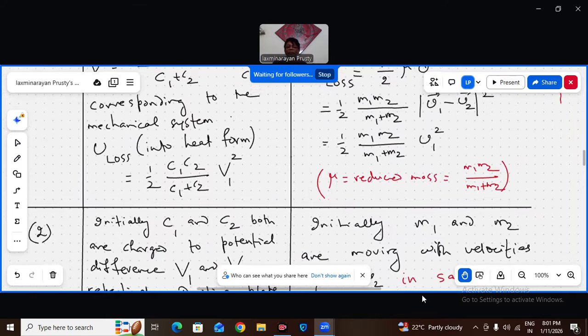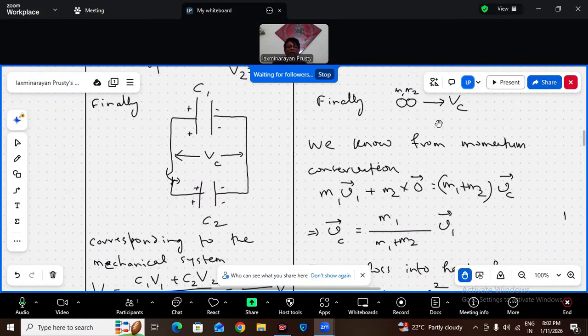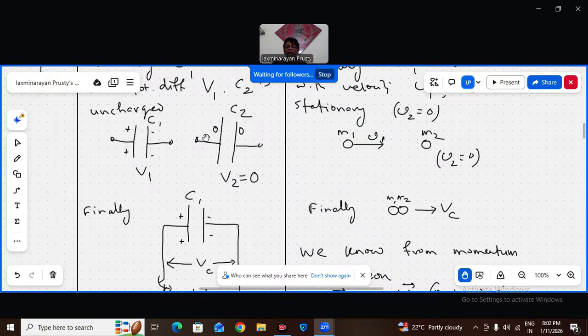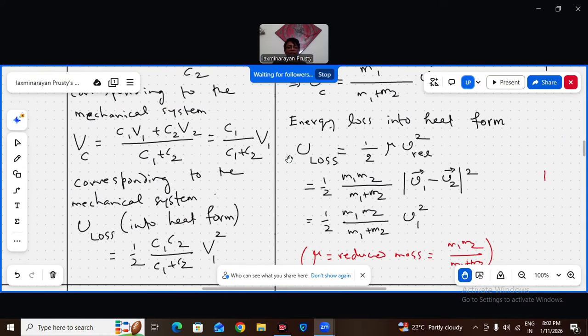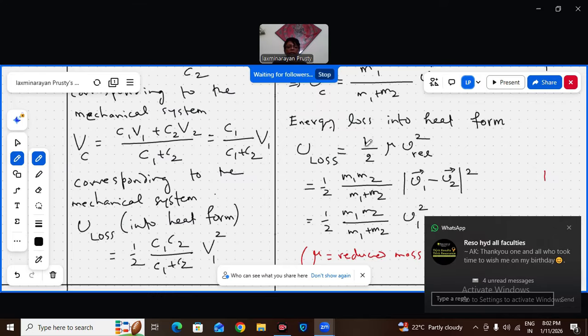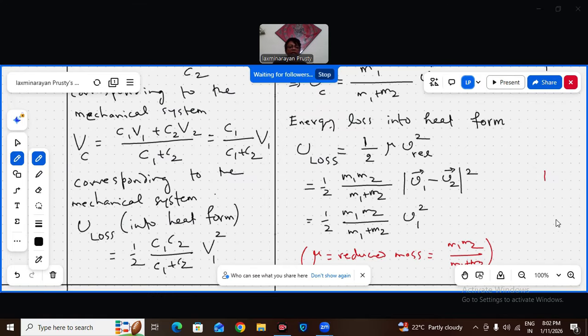This is case 2. And there is the simplest one, because the second one is not moving at all. The second one being uncharged means the second mass is not moving. That's it. But the energy loss is always the same because it's a perfectly inelastic collision. For a general inelastic collision, the 1 minus e square term will come, but that is not coming in this capacitor charging. Capacitor charging is equivalent to a perfectly inelastic collision.